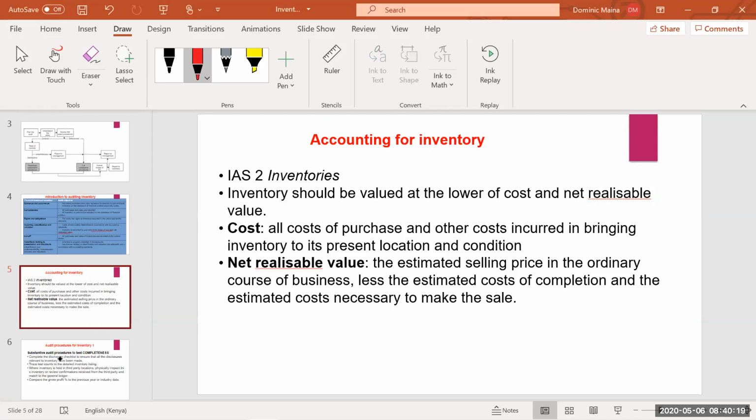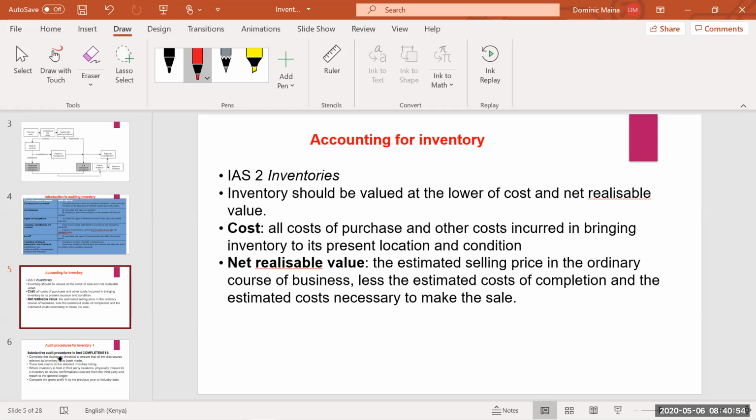Now, as for the requirement of IAS 2, as you just mentioned, when it comes to inventory valuation, we are saying that we value the inventory at the lower of cost and the net realizable value. What is cost? It is simply the amount you paid to acquire that particular inventory. How much do you pay? If there was some transport inward, then of course we need to record the transport inward cost.